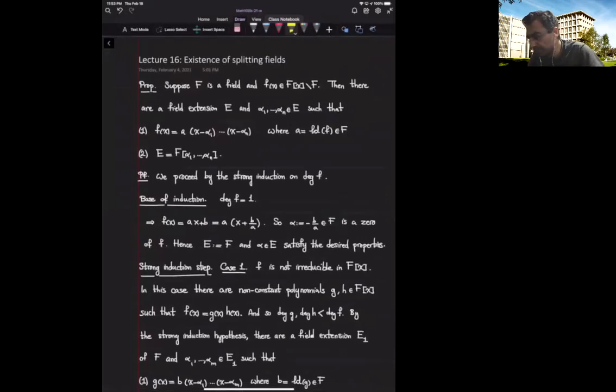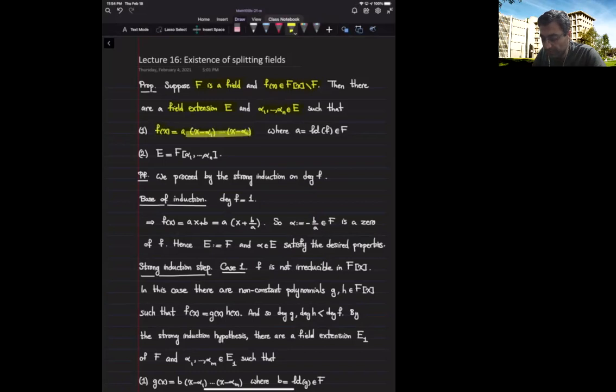Again, what does that mean? We are given a field F, we are given a non-zero, non-constant polynomial, small f, with coefficients inside this field, and we are seeking a field extension E of F and elements alpha 1 through alpha n inside this field with the following properties. So first of all, these alpha i's are all the zeros of this polynomial.